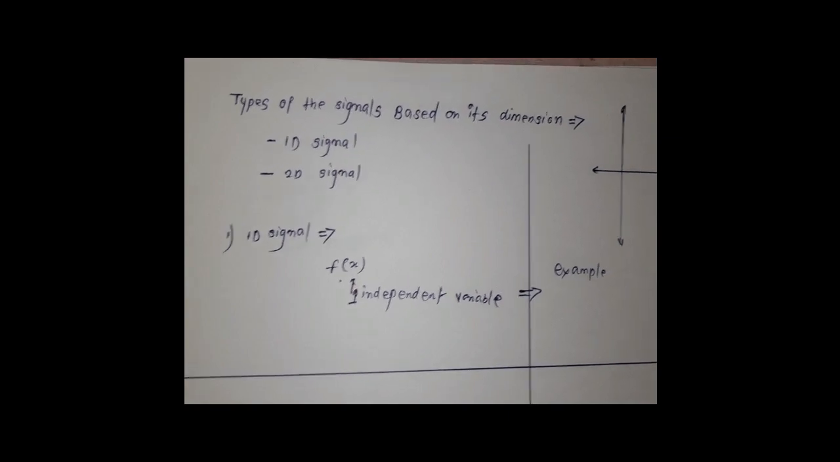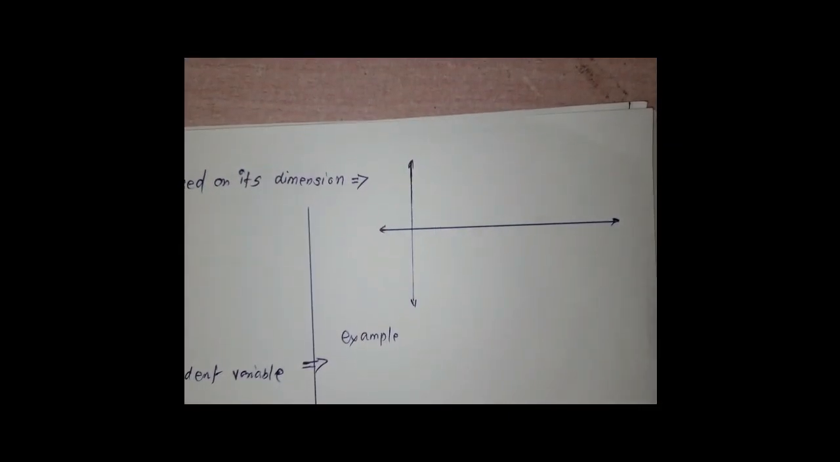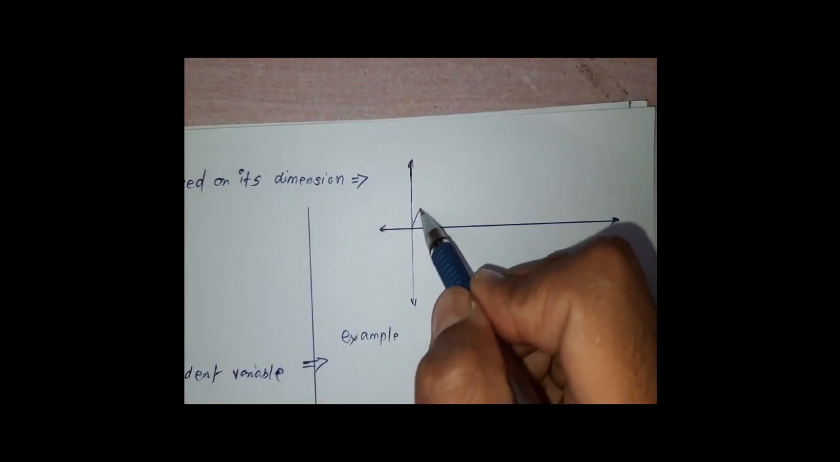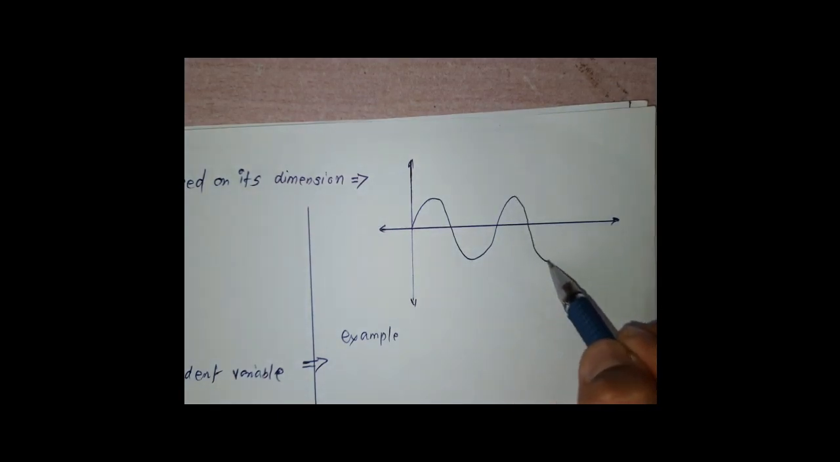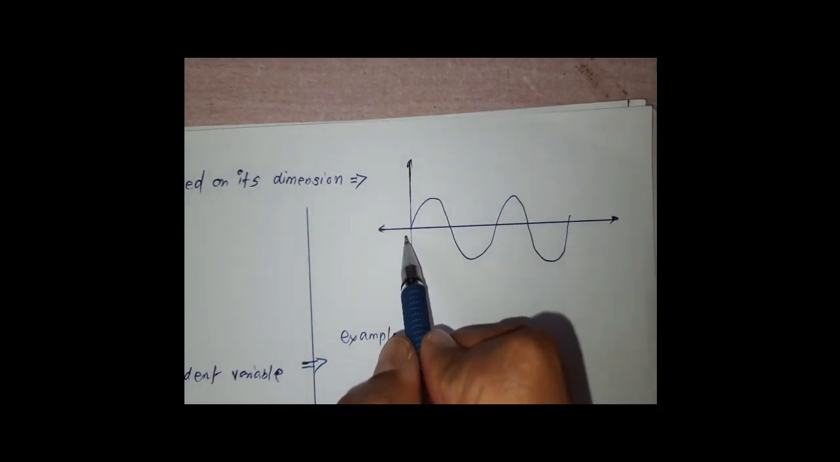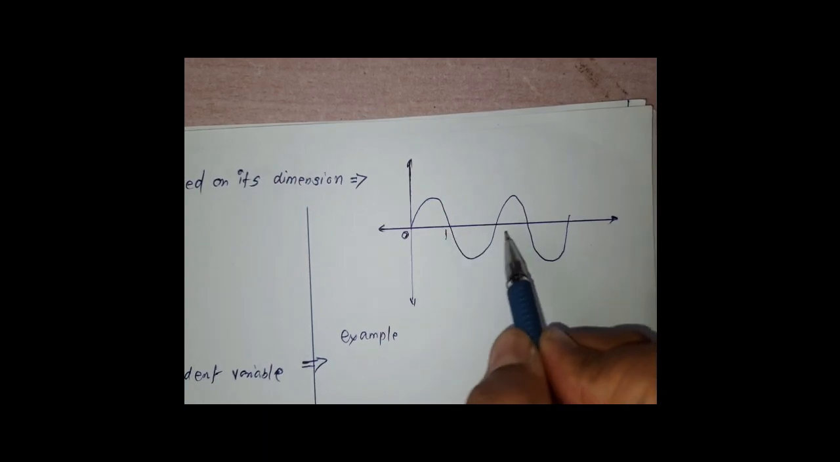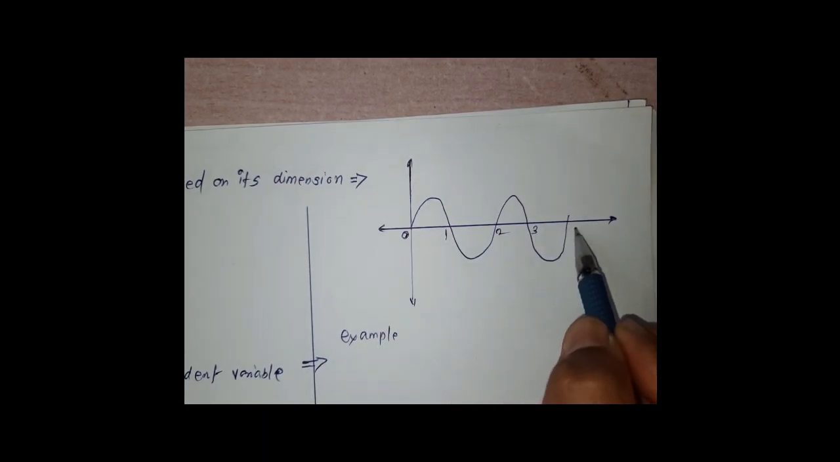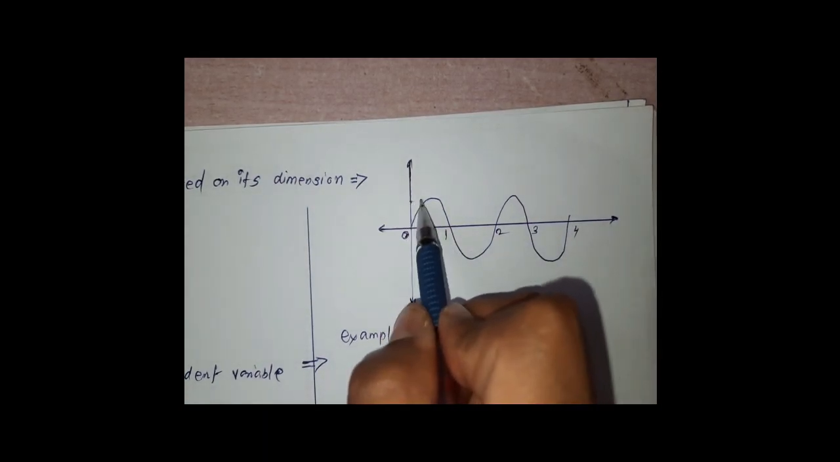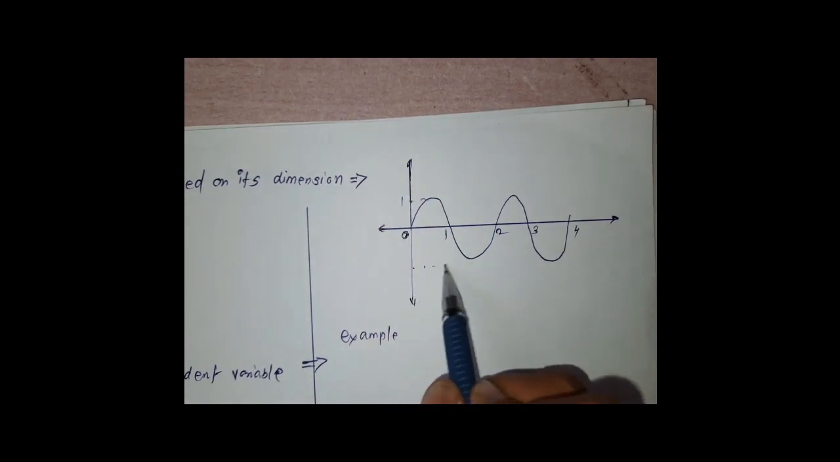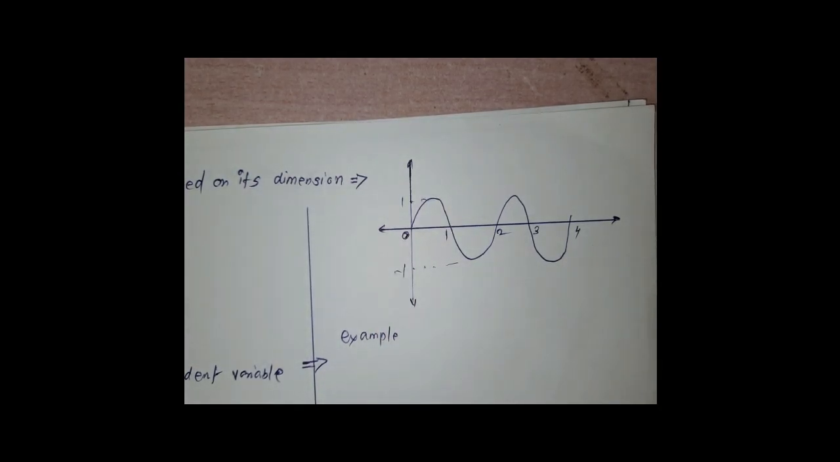So for example, suppose I take a sine wave. The value here is 0. Suppose I take 1, 2, 3 and 4 on the axis, here I am having 1 and here I am having minus 1. Suppose I want to find out the value which is present at f(0).